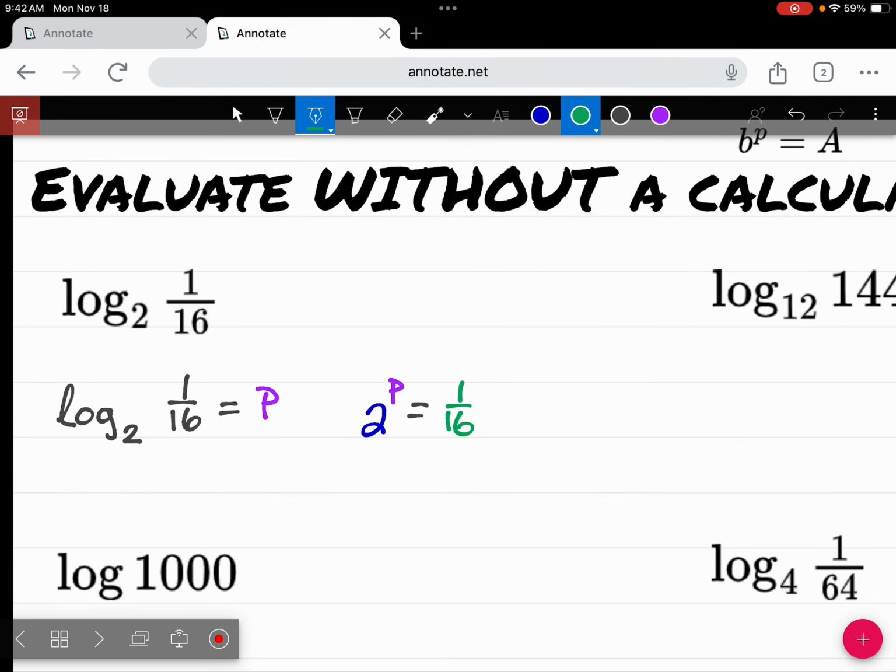We know if it's negative, that's going to make it our fraction because our power, if it's negative, flips it. And 2 to the 4th is 16. So log base 2 of 1/16 is -4. Because that would make the statement true. So if you need to write them like this, you absolutely can. But we want to try and not have to do that every time.